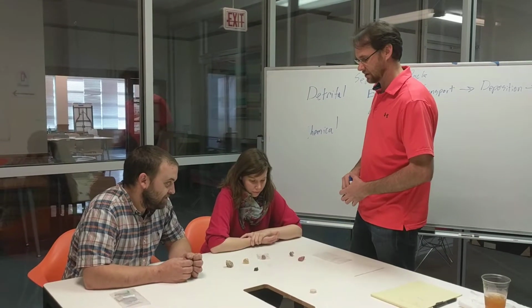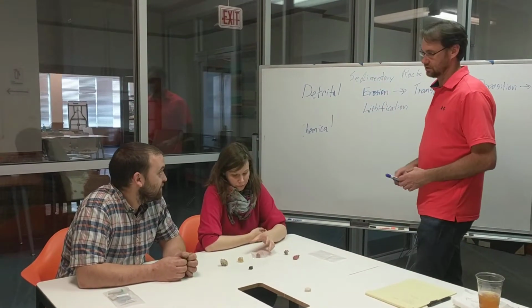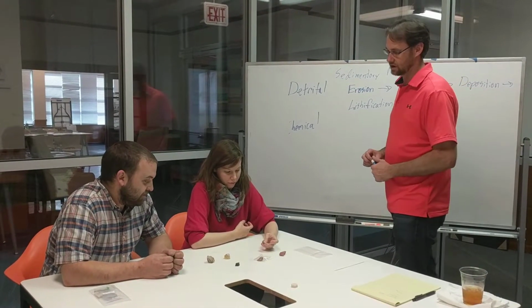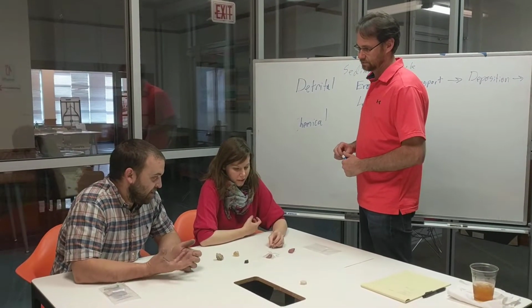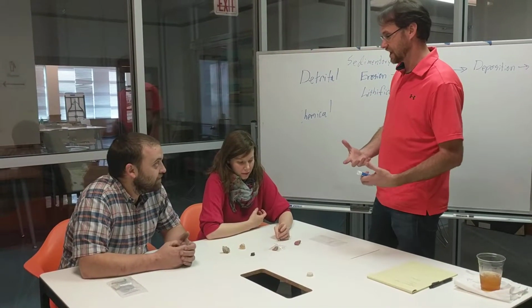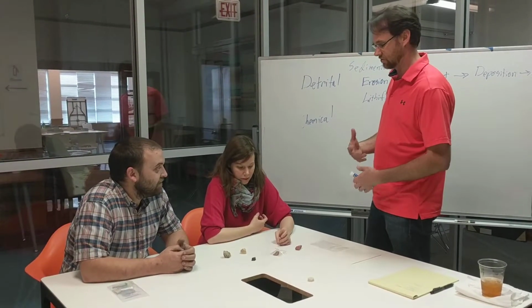Okay. What about detrital? What's going to be a characteristic of a detrital rock? I think it would be made of larger pieces. Made of larger pieces, varying sizes of pieces, right, depending on a bunch of stuff.